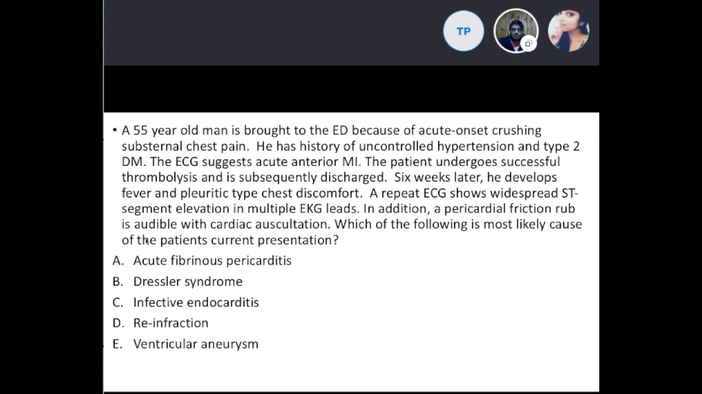All right, so I have two questions for you guys. So first one, a 55-year-old man is brought to the ED because of an acute onset of crushing substernal chest pain. He has a history of uncontrolled hypertension and type 2 diabetes. The ECG suggests acute anterior MI. The patient undergoes successful thrombolysis and subsequently is discharged. 6 weeks later, he develops fever, pleuritic type chest discomfort. A repeat ECG shows widespread ST segment elevation in multiple EKG leads. In addition, a pericardial friction rub is audible on cardiac auscultation. Which of the following is most likely the cause of the patient's current presentation?